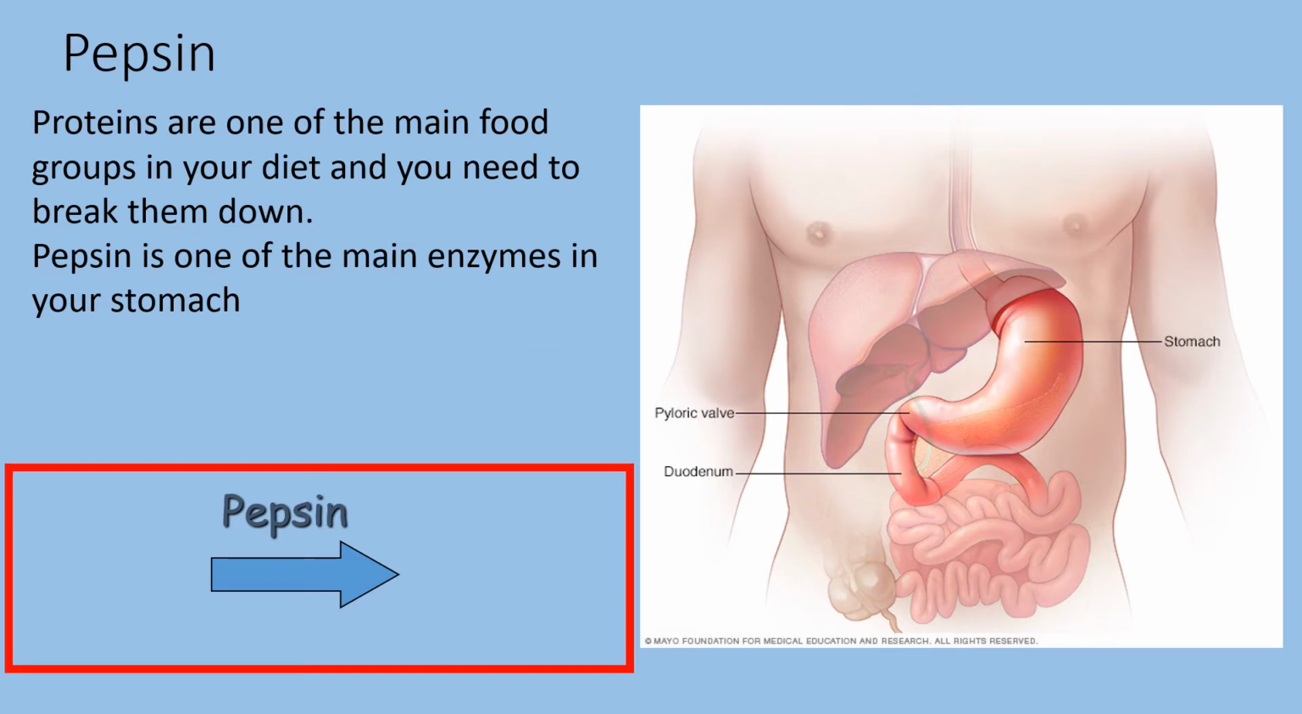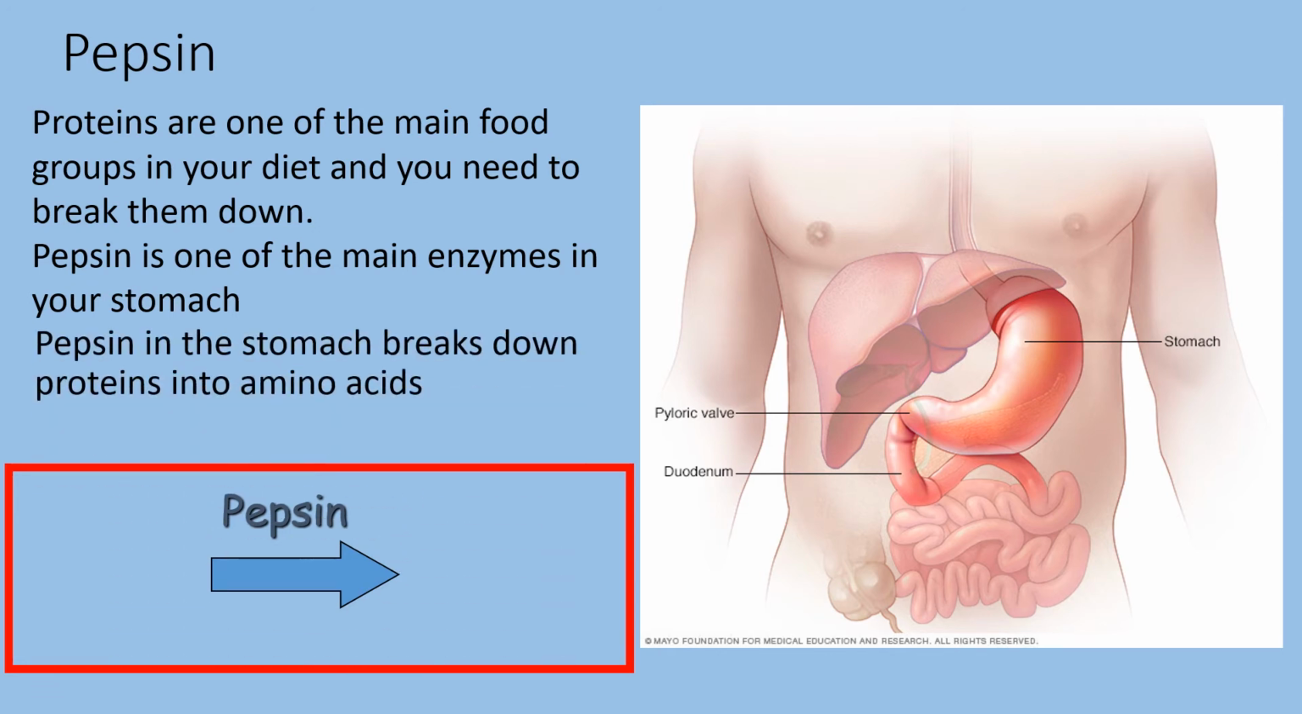So then another degradation reaction that you need to know is pepsin. Proteins are one of the main food groups in your diet, and you need to break them down. So pepsin is one of the main enzymes found in your stomach. Pepsin in the stomach breaks down proteins into amino acids. So your pepsin speeds up the reaction of proteins going to amino acids. Proteins is your substrate, amino acids will be your product, and pepsin is your enzyme.